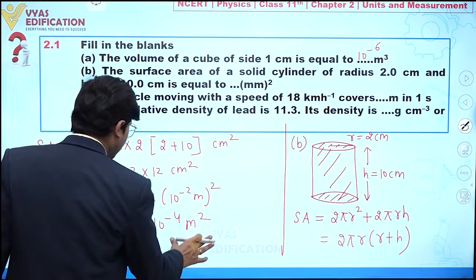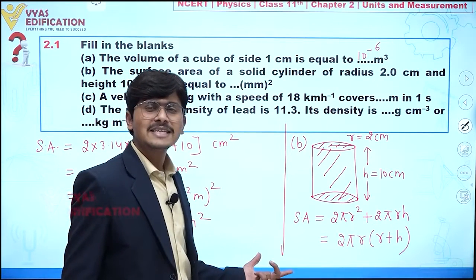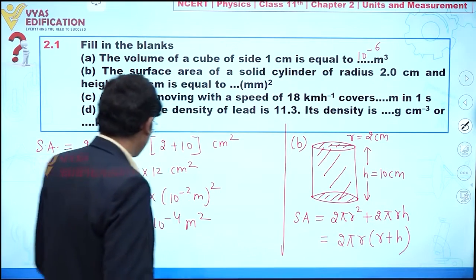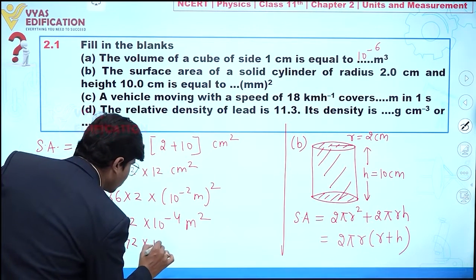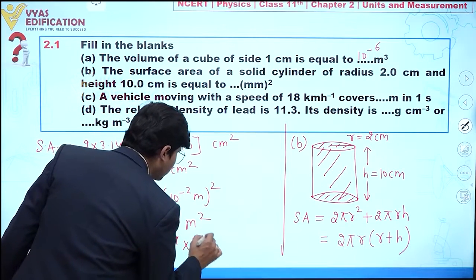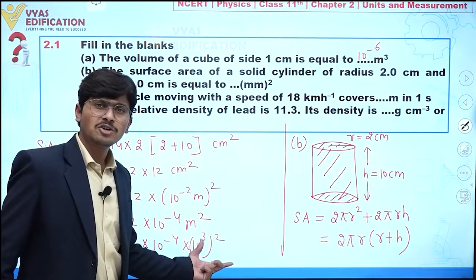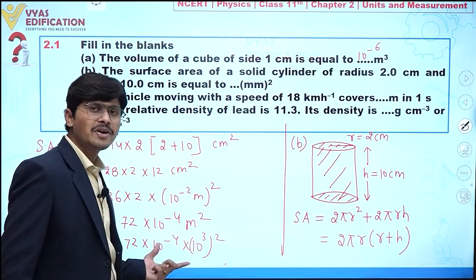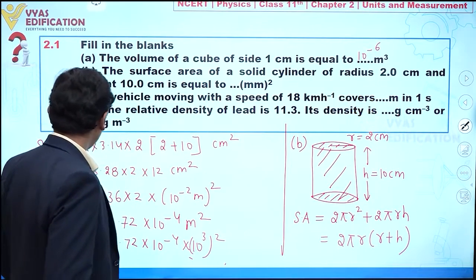So how can we find in mm square? In mm square we can say 1 meter equal to what? That is 1000 mm, yes or no? So we can say this is equal to 150.72 into 10 to the power minus 4, into 10 to the power 3 whole square, clear. So this is 10 to the power 6, and 10 to the power minus 4, so total we can say 10 to the power 2, or we can say it is multiplied with 100.